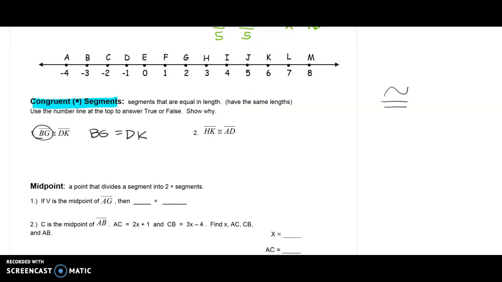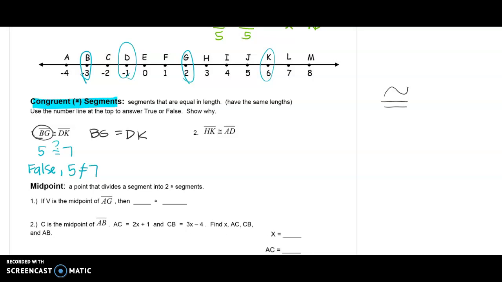So the length of BG, if we look, B is at -3, G is at 2, so that is a length of 5. And we're asking, does that equal DK, which is at -1 and 6, giving us a length of 7. So are those two lengths equal? They're not, so this is false because 5 does not equal 7.